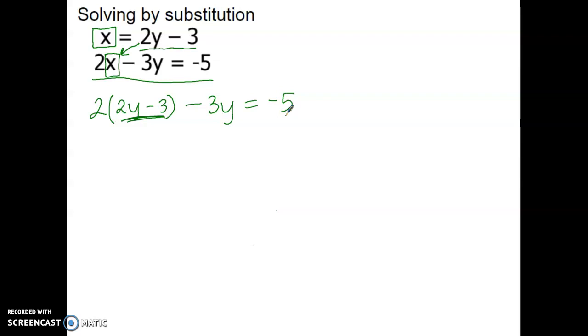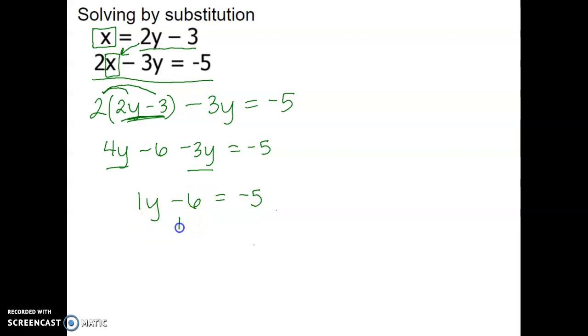So let's go ahead and do that. So for solving an equation, remember if there is any distributing, that's going to happen first. So 2 has got to be multiplied by 2y. 2 has got to be multiplied by negative 3. Then we have the negative 3y equals negative 5. Now we have like terms here we need to combine. 4y and negative 3y, that's going to be just positive 1y, or you could write just y, minus 6 equals negative 5. Now to get y by itself, I need to move the constant. That's a negative 6, so we're going to add 6 to both sides. So y equals 1.